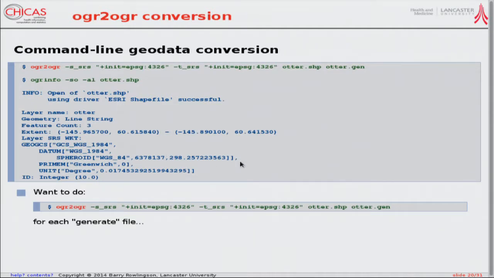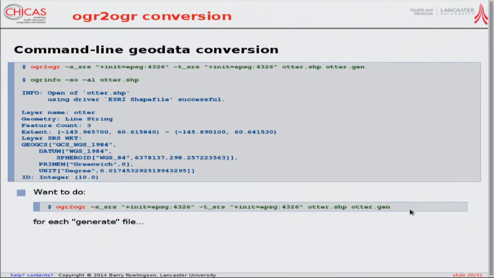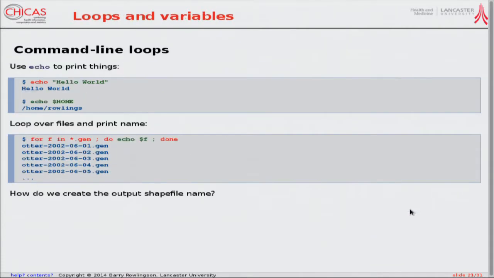Great. But I've got 38 of these files now, however many it was. So I want to run ogr2ogr for all of these generate files to create a whole bunch of shapefiles. So it's back to the Unix command line again.